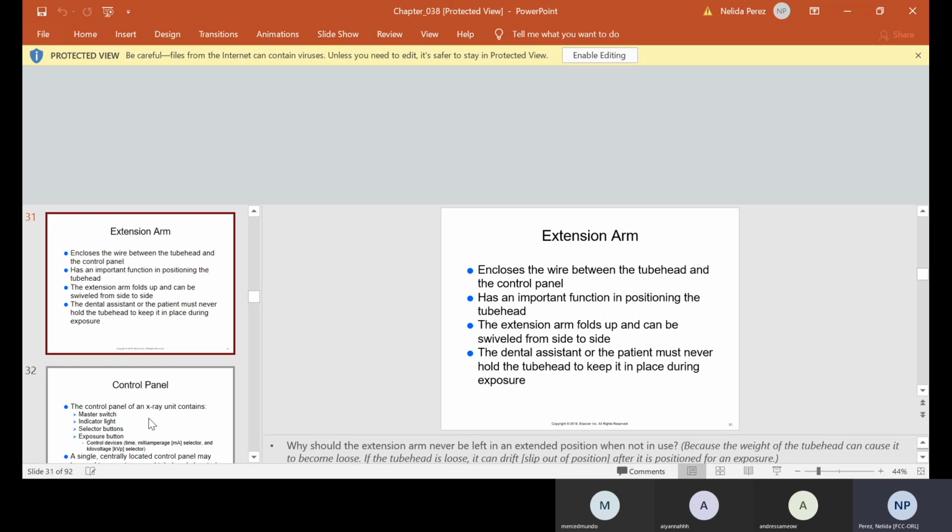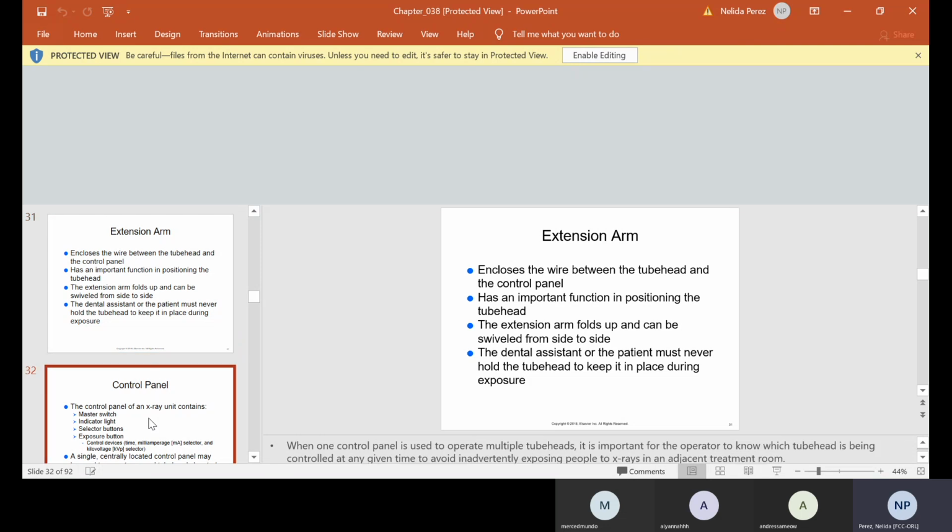The extension arm encloses the wire between the tube head and the control panel, and it has an important function in positioning the tube head. The extension arm folds up and can be swiveled from side to side. The dental assistant or the patient must never hold the tube head to keep it in place during exposure. Yeah, you should never. Will it happen? Sometimes, but you should never, okay?